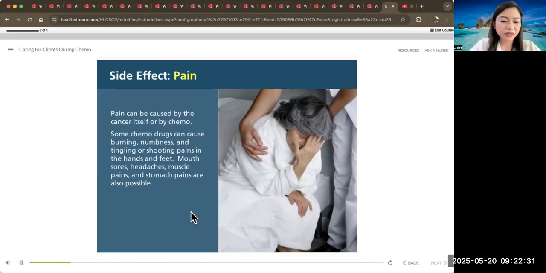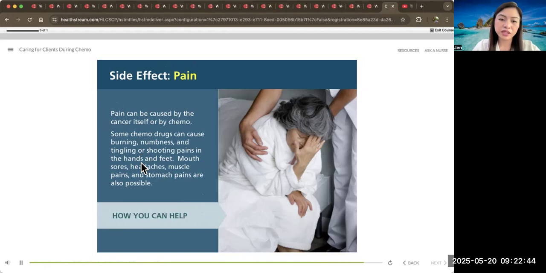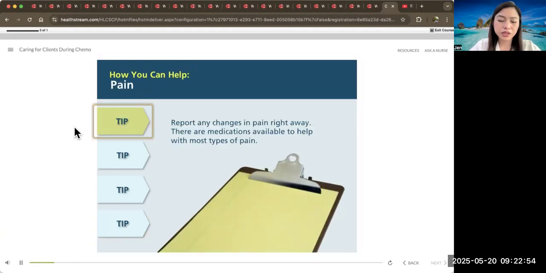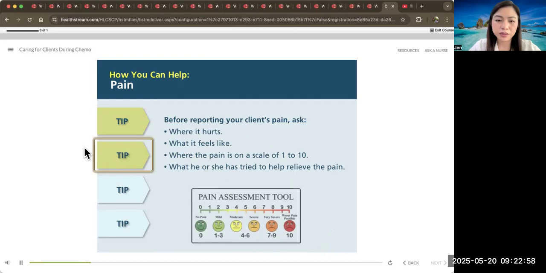Side effect, pain. Pain can be caused by the cancer itself or by chemo. Some chemo drugs can cause burning, numbness, tingling, or shooting pains in the hands and feet. Mouth sores, headaches, muscle pains, and stomach pains are also possible. So tip number one, report any changes in pain right away. There are medications available to help with the pain.